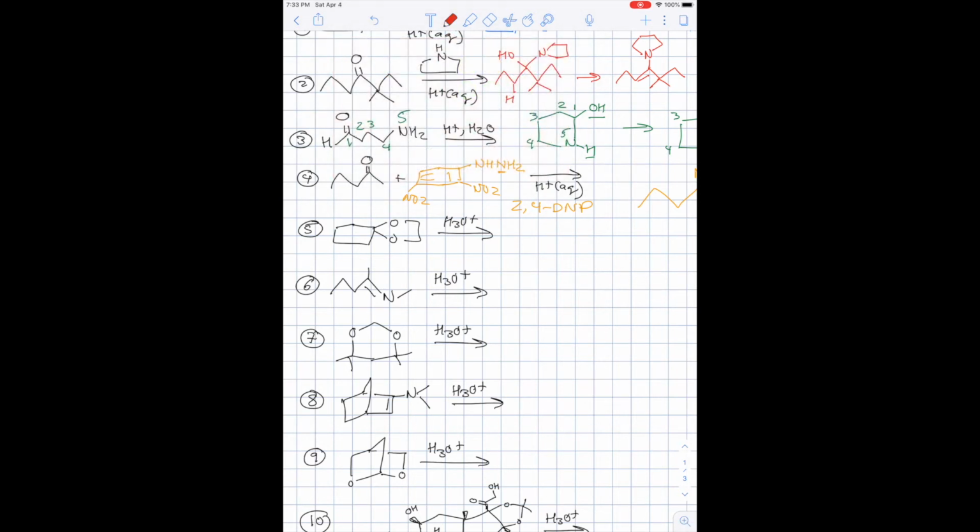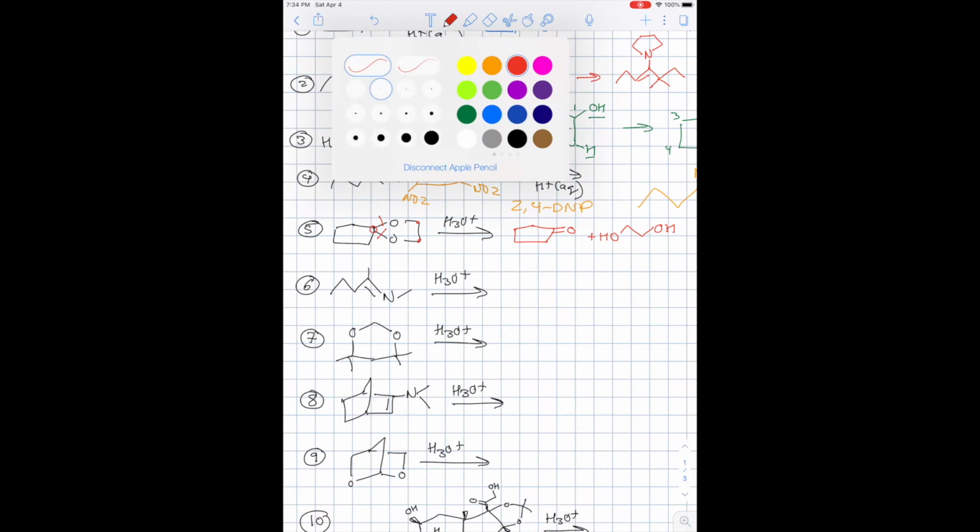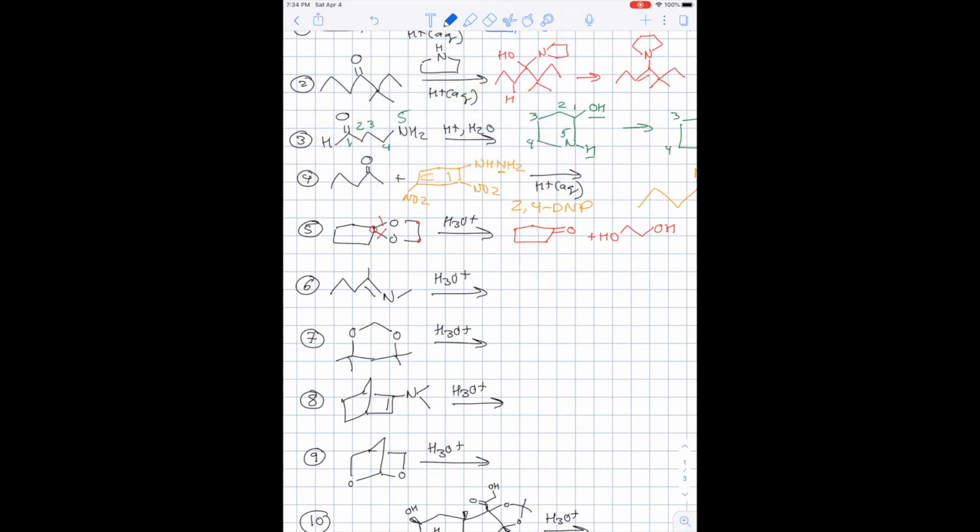So if we look at this first one, the two bonds that we're going to break are those, and theirs are what's going to be our carbonyl. So we're going to make cyclopentanone, and then we have an alcohol, a diol that has two methylenes in it.